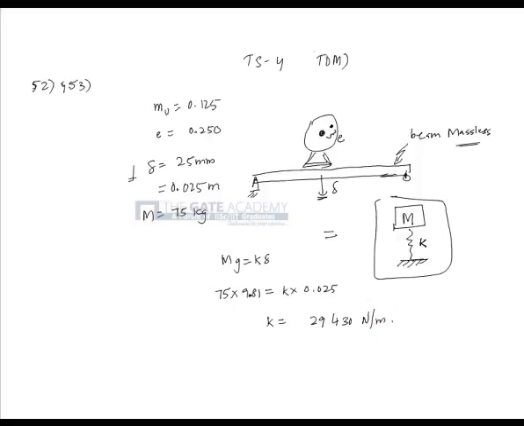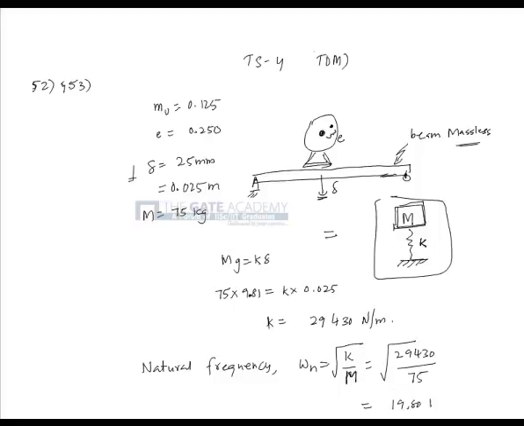Now this is basically a single degree of freedom system where mass is placed on a spring, and therefore the natural frequency for this system, omega n, is given by root k by m, where m is the mass of the motor. Let's substitute the values and get the natural frequency. This value comes out to be 19.80 Hz.